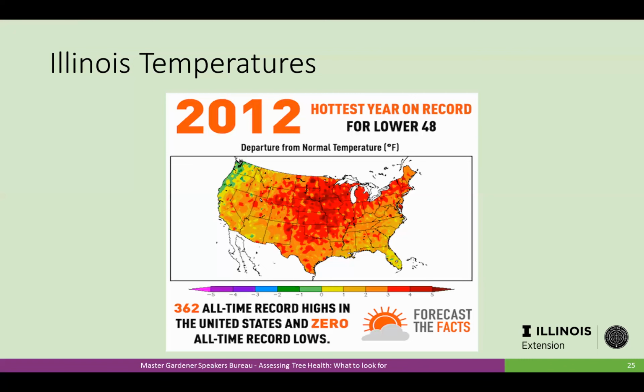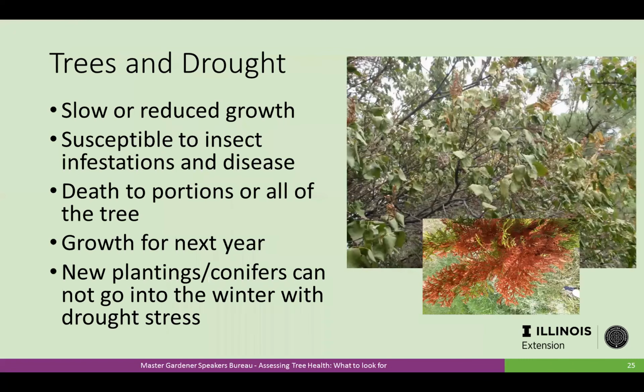So drought situations can be devastating to trees. And the symptoms that you're going to see are slow, reduced growth. They become more susceptible to insect infestations and diseases. You may see dieback on some of the branches, or overall the tree. Or you might see the problem manifesting next year. Again, the new plantings and the conifers just can't go into the winter with that kind of drought stress. So if you've had a drought, pay close attention to the water. It's going to make a big difference.